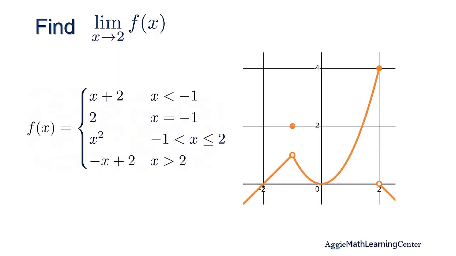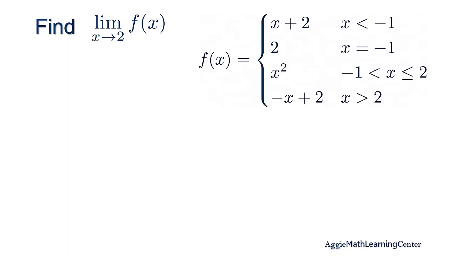The final part of this example asks us to find the limit of f of x as x approaches 2. We'll start with the equation, but first, pause the video and try it on your own. Similar to the previous problem, when evaluating this limit using the equation for f of x, the point we're considering lies between two intervals of the piecewise function.